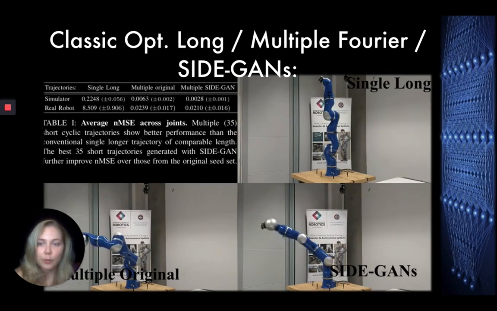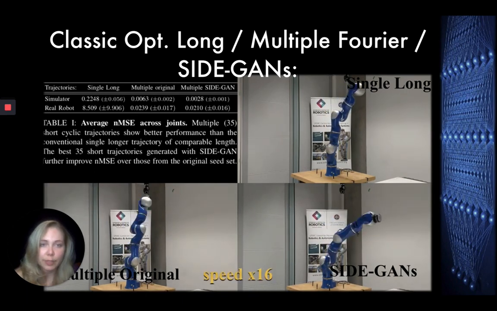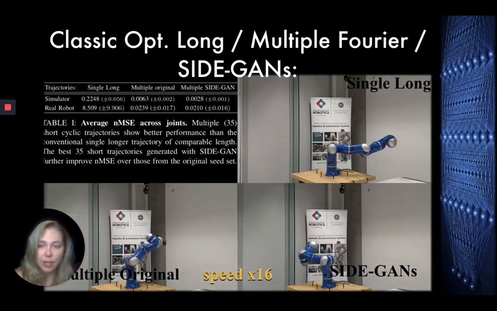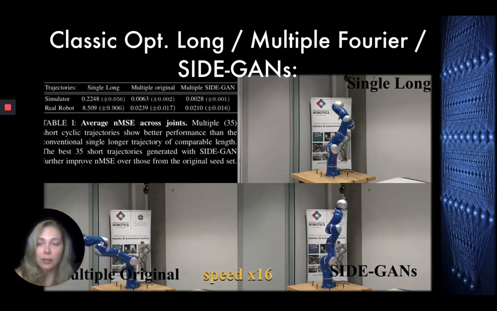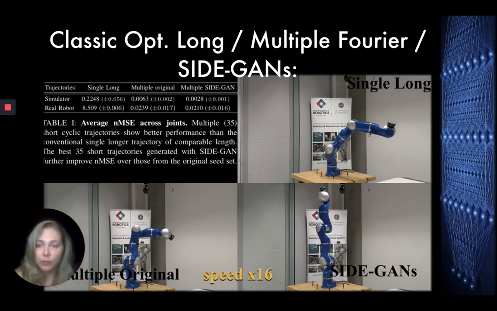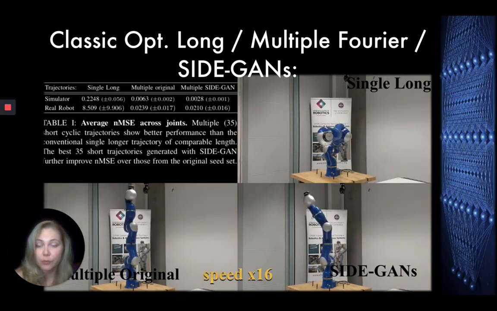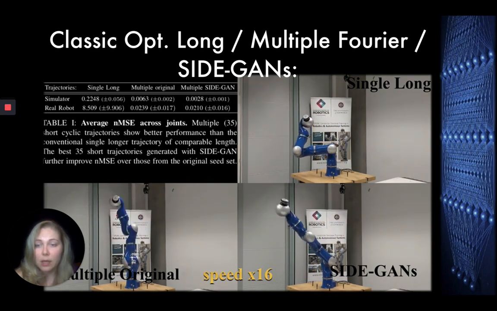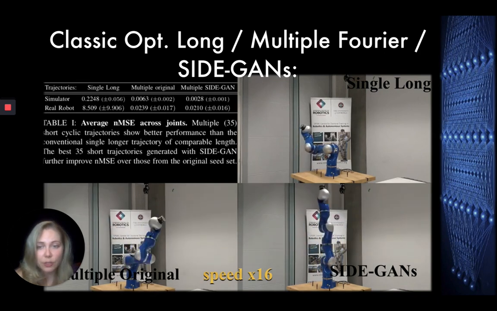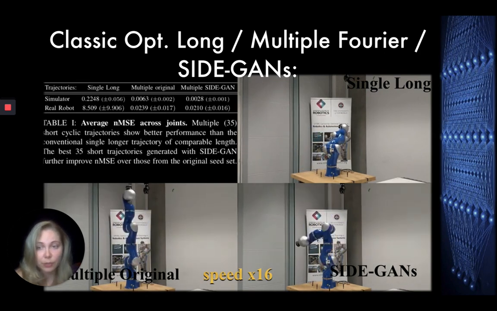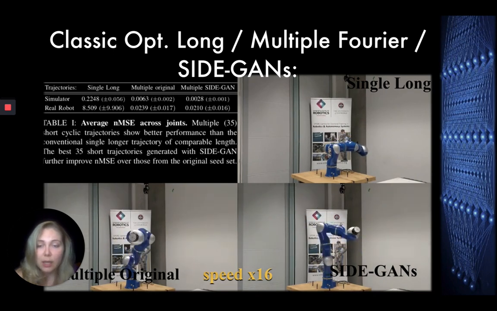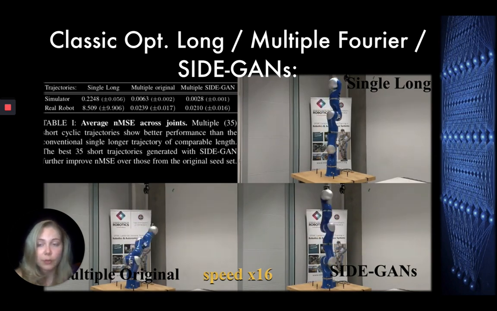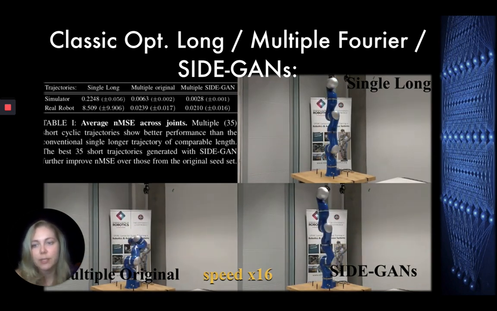Here is a visual example of what it looks like when we roll out our experiments. The single long classic trajectory is at the top right. The training data, so modified Fourier cyclic trajectories that we use for training, stacked together, 35 of them in fact, are at the bottom left, and there are 35 GAN-generated trajectories stacked together at the bottom right. As you see, both training data and GAN-produced trajectories are quite diverse and at least appear exciting.